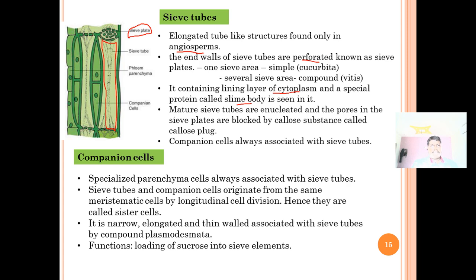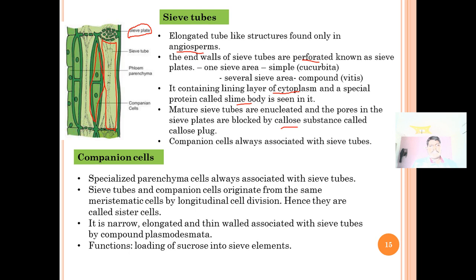And sometimes callose is a substance which will block these sieve plates. So what will happen? Nutrient passage will be blocked. When the dilute solution comes, the callose will automatically get dissolved and the plug will be removed. Here the sieve tubes are always associated with the companion cell.